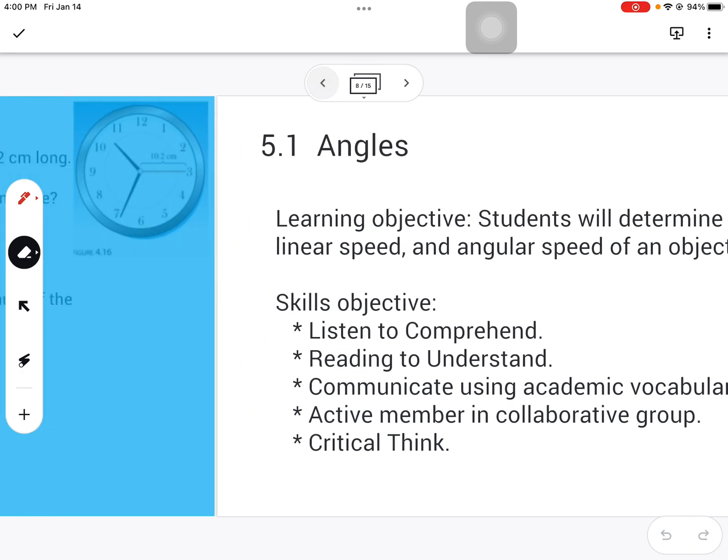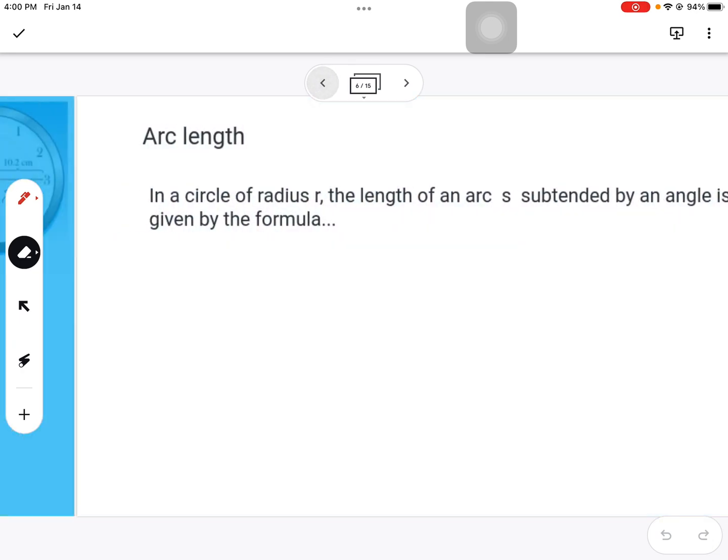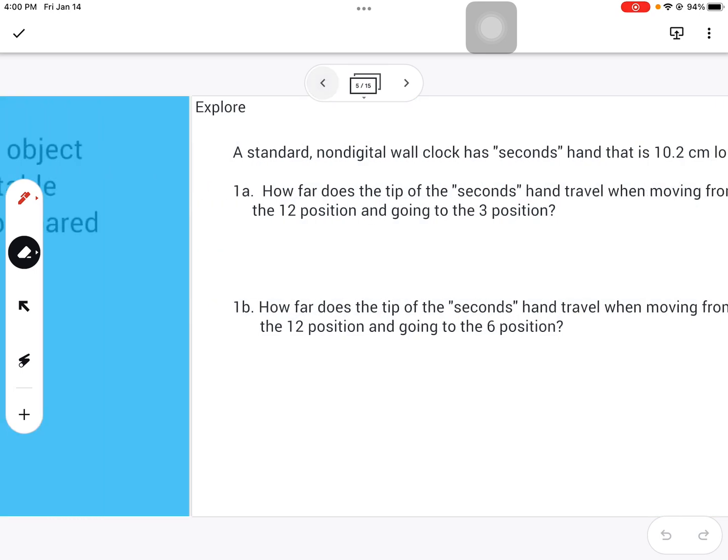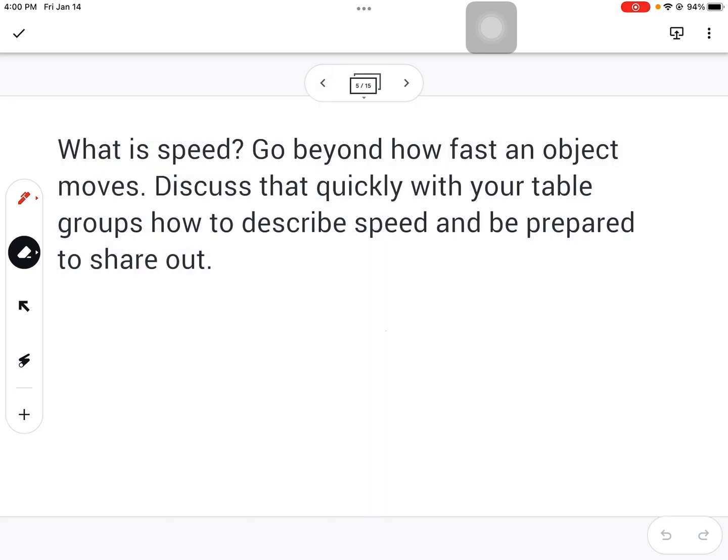So I'm going to go ahead and just back it up a little bit, all the way back to speed. So the first question I want to ask is, what is speed? And I want you to go beyond how fast an object moves. So think about that for a second. You can pause the video if you'd like.